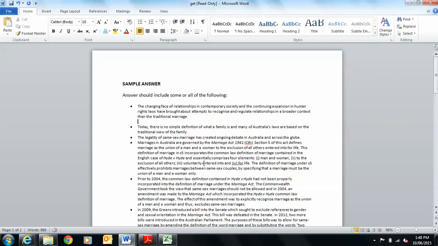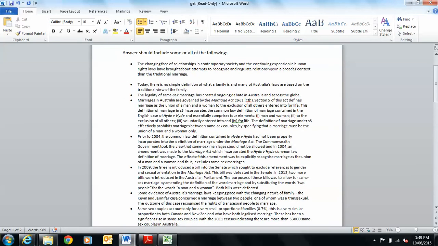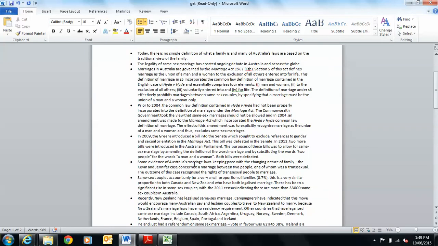The Marriage Act, 1961, Section 5, setting out the elements, and that came from that Hyde versus Hyde case that we referred to. And then the amendment in 2004. You talk about the history of some of the efforts to change same-sex marriage, so 2009. Here, as I did in the answer, the case of Kevin shows that marriage laws may have been keeping pace with changing nature.